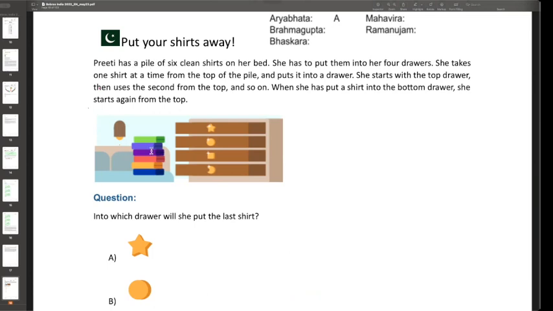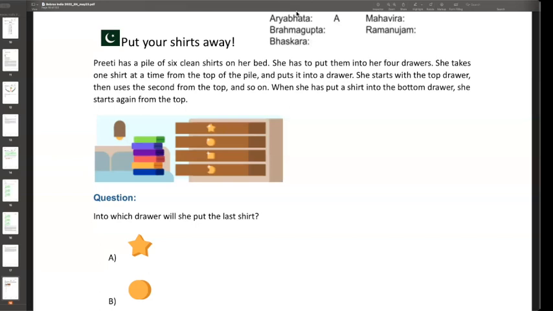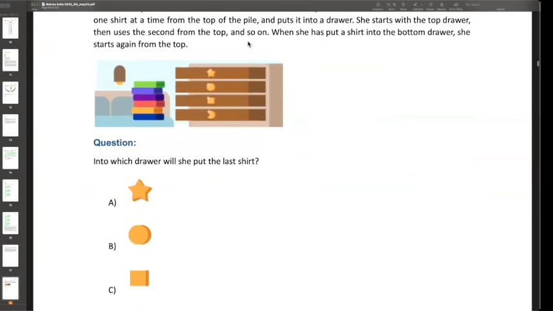Rita has a pile of 6 clean shirts and she has to put them into her 4 drawers. So she'll take one shirt at a time from the top of the pile and put it in a drawer. She starts with the top drawer, then the second, and then the third. And when she puts a shirt in the bottom drawer, the next shirt will again start from the top. So the question is, in which drawer will the last shirt go?